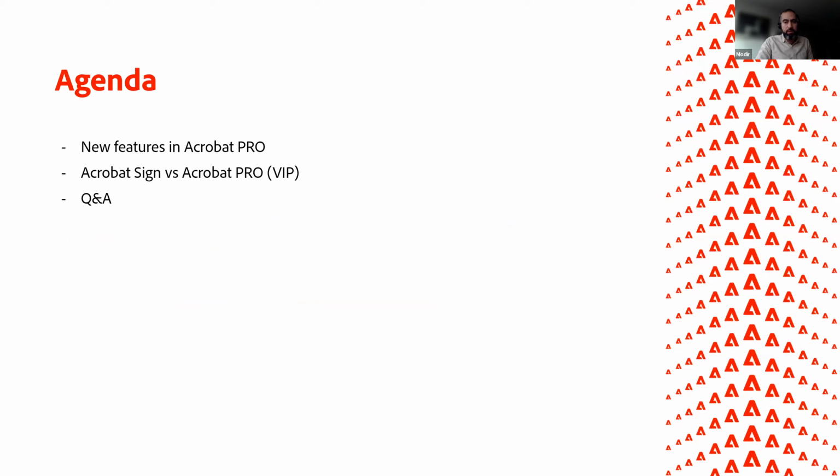Today I will talk a little bit about the changes that have been made in Acrobat Pro. I will do a shorter click-through demo and a live demo as well. We will take a look at the difference between the signing functionality in Acrobat Sign and Acrobat Pro. And I'll also go through some examples and use cases where either Sign, Acrobat, or both could be suitable solutions.